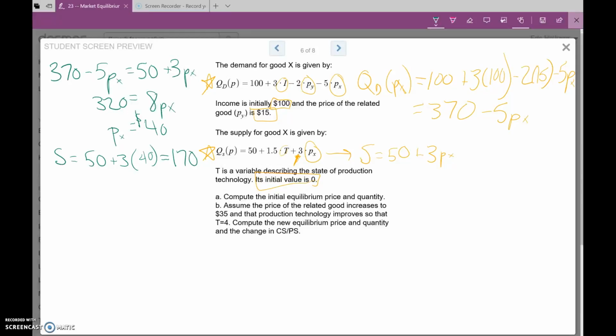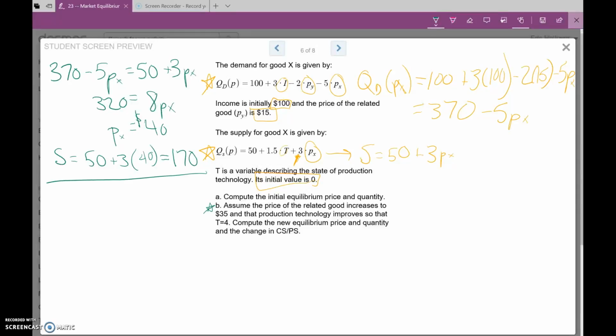Yep, okay. So part B, assume the price of the related good increases to $35 and that production technology improves so that T equals 4. Compute the new equilibrium price and quantity and the change in consumer and producer surplus. So let's just start with the equilibrium because I think that's all we're going to have time for in this video. So we're going to go back and change the equations to reflect the new values.